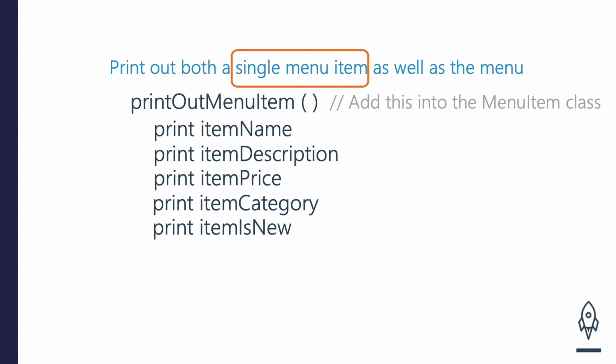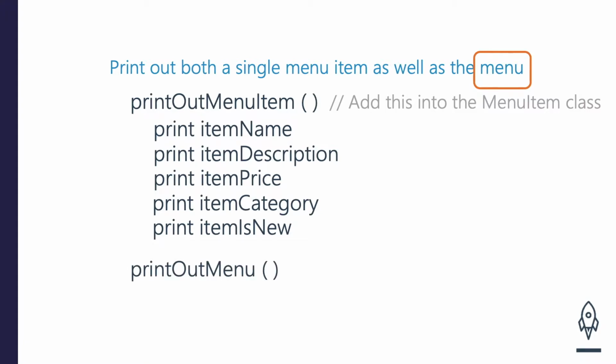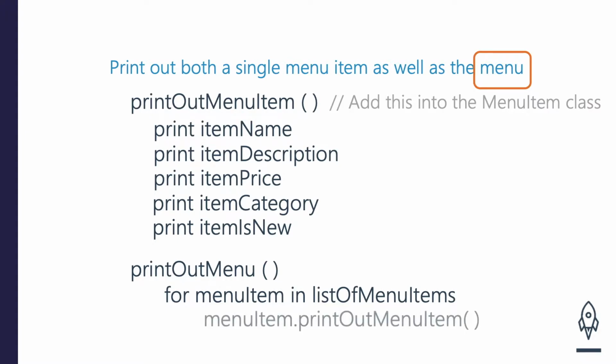So the second part to this action is to print out the menu. So as always, we start with that method name, printOutMenu. And we need to print out all the menu items within our menu. So a common way to do that is that we're going to loop through each menu item in the list of menu items. And then we'll call out to that printOutMenuItem method we created above by saying menuItem.printOutMenuItem, which in return prints out all of the items in our menu, which prints out our menu. Problem solved. So we'll add this into the menu class when we're done.